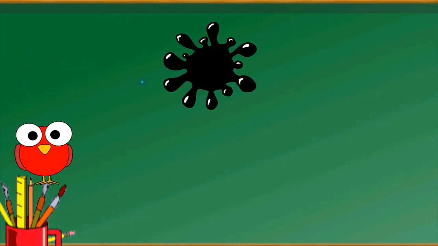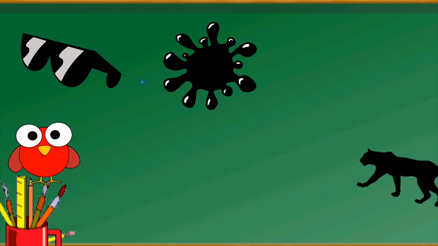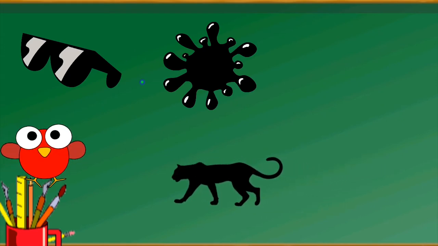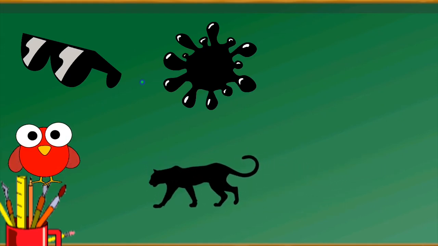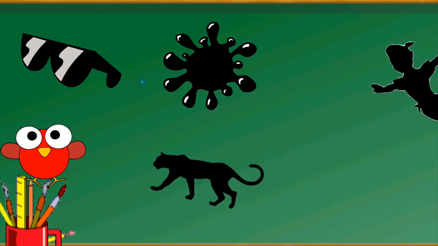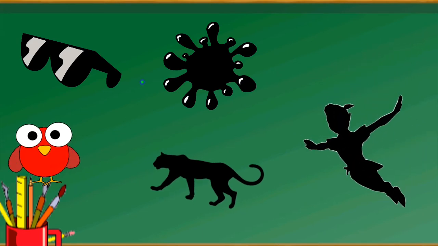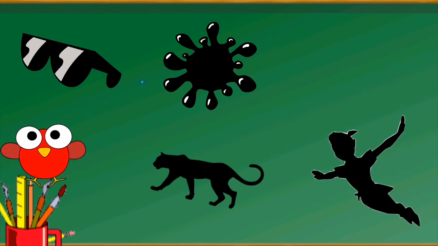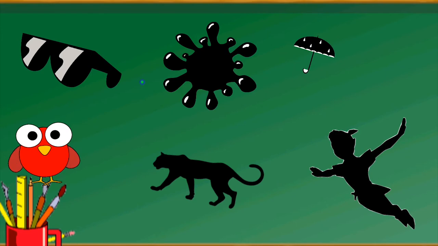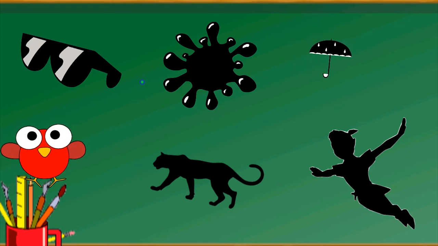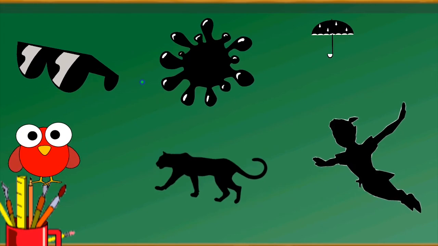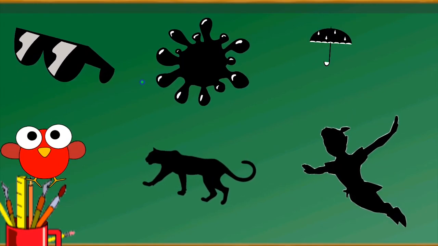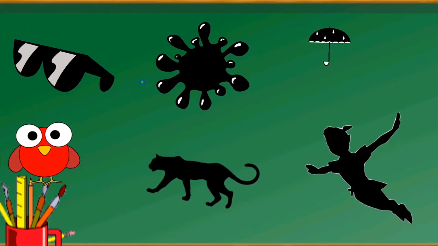Black color. The glasses are black. The panther is black. The shadow is black. And the umbrella is black. Black glasses, black panther, black shadow, and black umbrella.